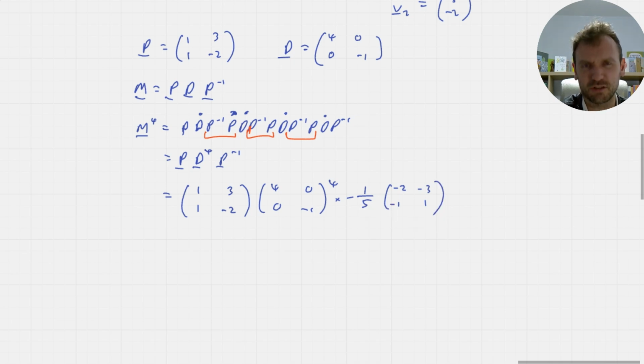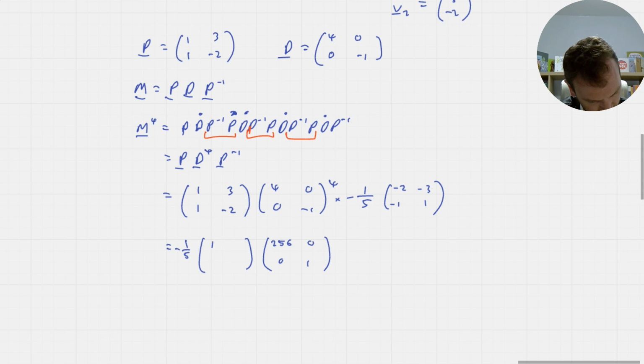Now, why is this any more useful? Because we've still got a power 4. The reason it's useful is because this matrix to the power 4, if we've got a diagonal matrix, is just each of our entries to the power 4. So 4 to the 4 is 256. -1 to the 4 is 1. And the zeros stay 0. The rest we've still got to deal with. I'm going to pull the -1/5 to the front just because that's looking a bit untidy, but you don't have to do that. That's completely up to you. We've then got (1, 3; 1, -2), and we've got (-2, -3; -1, 1).